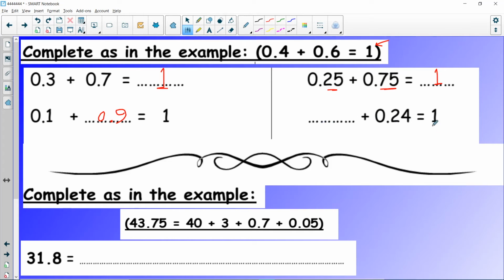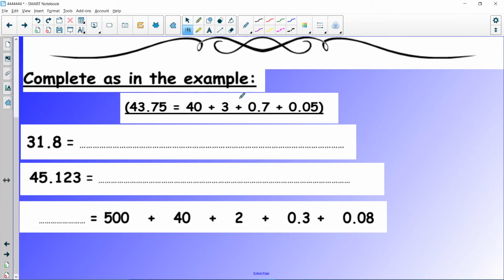0.24 plus what equal 1. I want to obtain 100. Then let's start. 4 plus 6 equal 10. 0 and carry up 1. 1 plus 2 equal 3. 3 plus what equal 10. 3 plus 7 equal 10. And then put the decimal point. Here I have 2 digits and here I also have 2 digits.